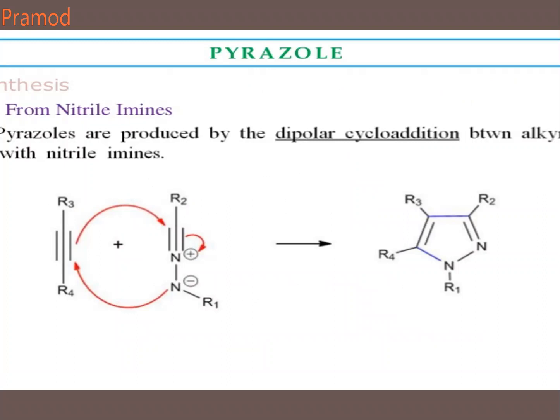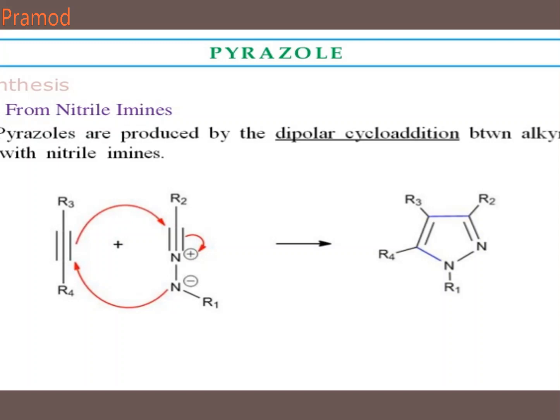Okay, next is nitrile imines. What is this nitrile imines? It is known as dipolar cycloaddition between an alkyne. Alkyne means carbon carbon triple bond. That you treat it with nitrile. What is it? Nitrile, CN, nitrogen, with an extra N. Okay, imine. So when you treat an acetylene with a nitrile imine, it undergoes dipolar cycloaddition.